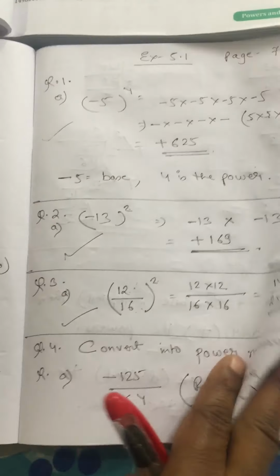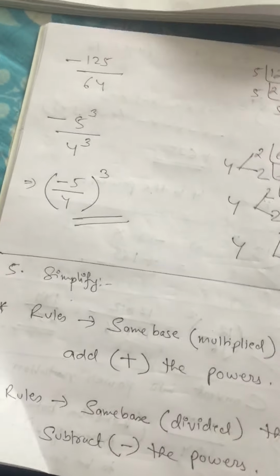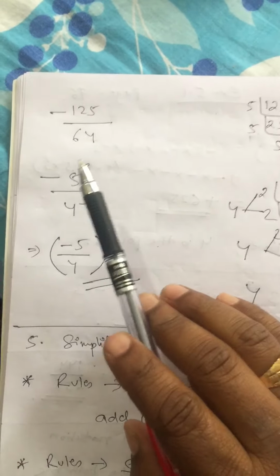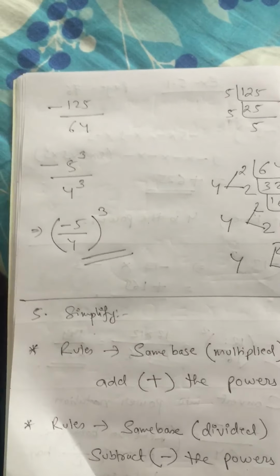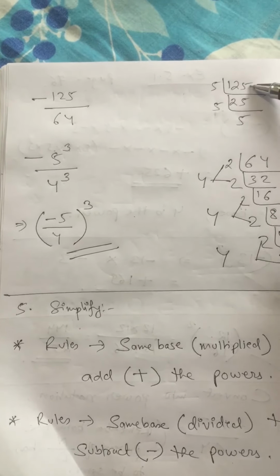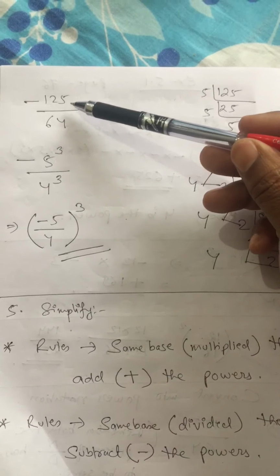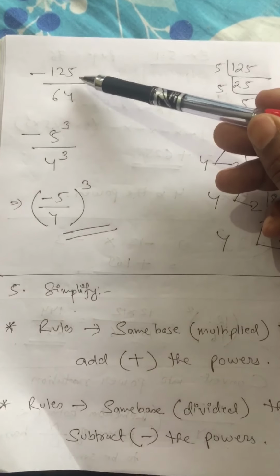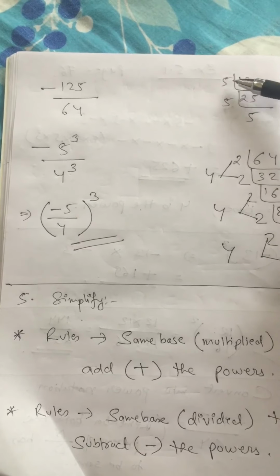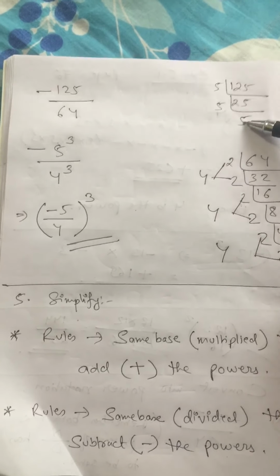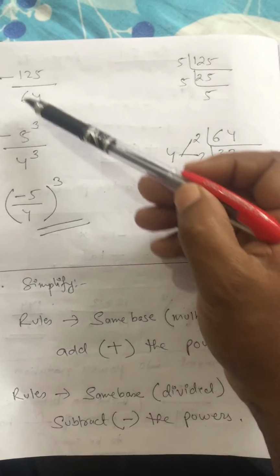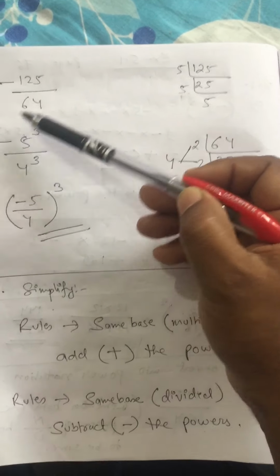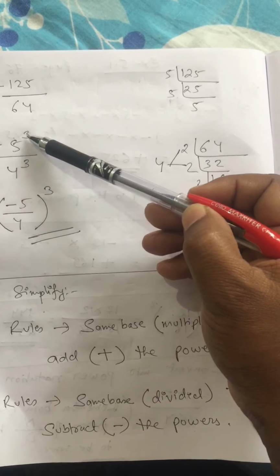Now let me turn the page. If you have seen, your question is minus 125 divided by 64. So what I did, I took out the prime factors of 125. As already discussed, what are the prime numbers, so you know it. So I have taken 5. 5 into 5 is 25, 5 into 25 is 125. So now I know that this minus is already kept as minus, and 125 is written as 5 to the power of 3.